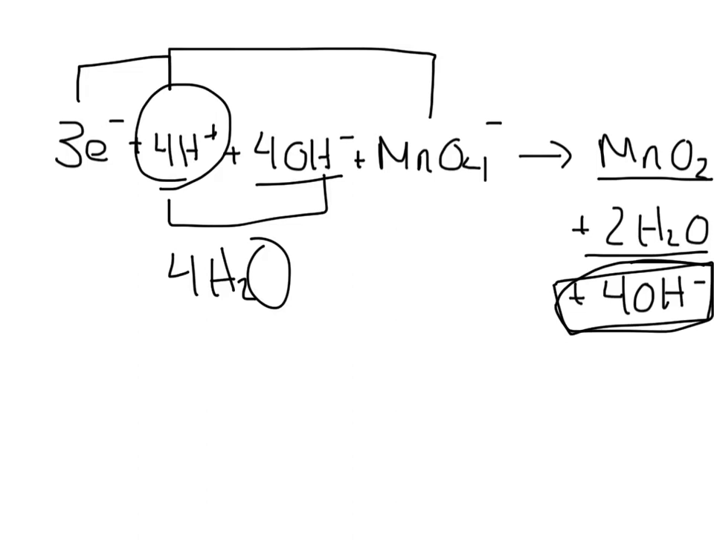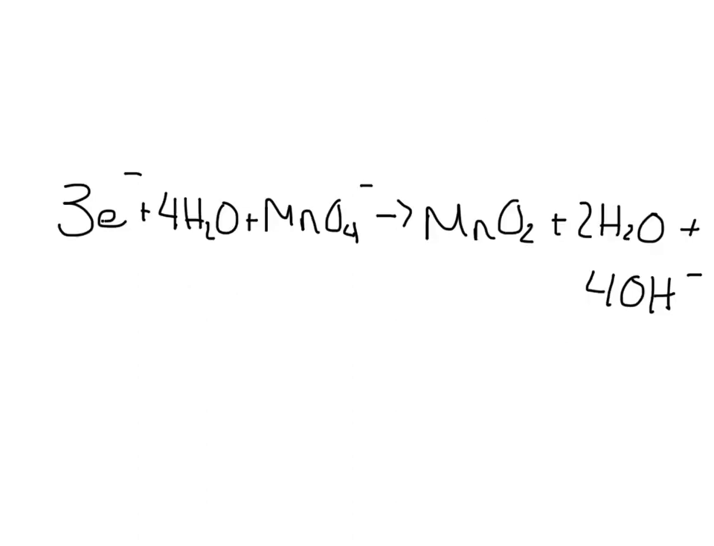And if I rearrange all of this, I'm going to get this. I'm going to have my 3 electrons plus 4 water molecules plus MnO4- is going to produce MnO2 plus 2 H2O plus 4 hydroxide ions. Okay, so we're almost done. I have both of my half reactions and they're balanced electrically and they're balanced atomically. But I have a problem. They don't have the same number of electrons for both of them.